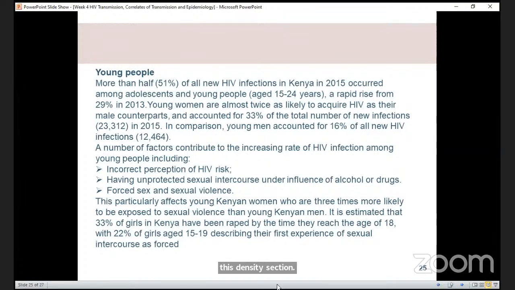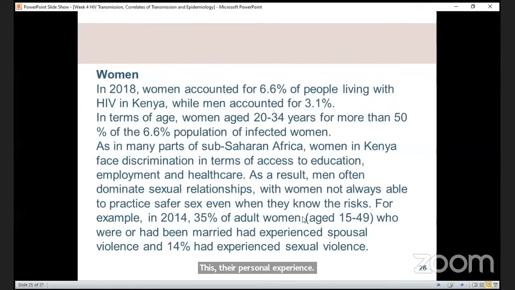So if you read further, you'll notice that this is particularly more pronounced where we have young women who are three times more likely to be exposed to sexual violence than young men. Of course, you know the dynamics, you know the reasons as to why. It's estimated that 3% of the girls have been raped by the time they reach the age of 18, while 22% of the girls aged between 15 to 19 describe their first sexual experience as forced, right? Forced. So you get the reasons.